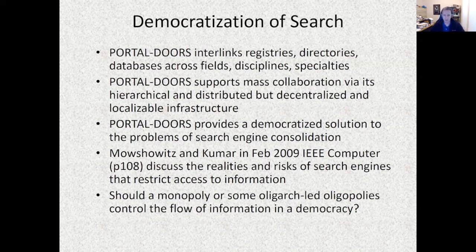So, for example, I've mentioned Moshowitz and Kumar. Back in 2009, in IEEE Computer, they were talking about the problems of the control of the flow of information. If we're going to preserve our democracy in America, we have to maintain democratization of search and democratization of the flow of information.